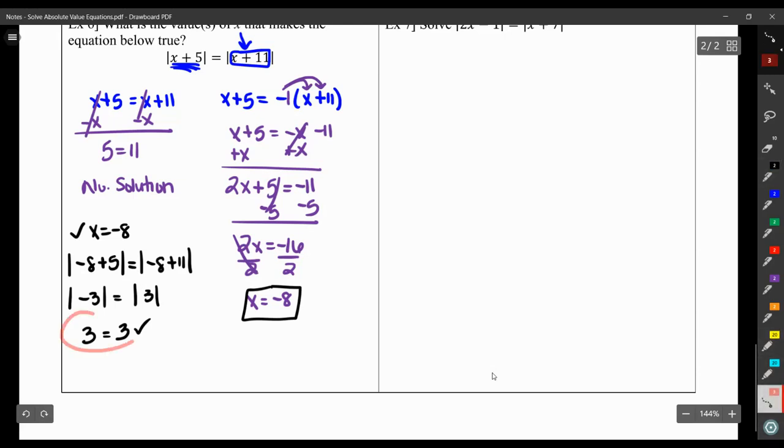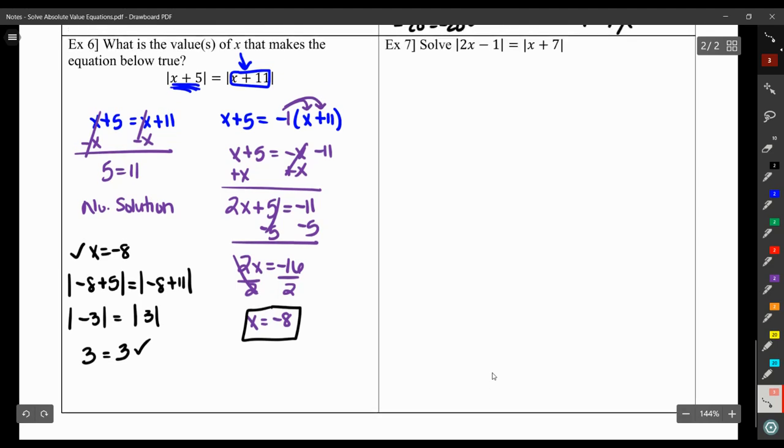However, if this had come up false, that means this wasn't a solution, so the entire equation would then have had no solution. So if you end up with either both of these turning out false or there's no solution, then you've got no solution as your answer. So take a minute, try and see if you can figure out number 7.